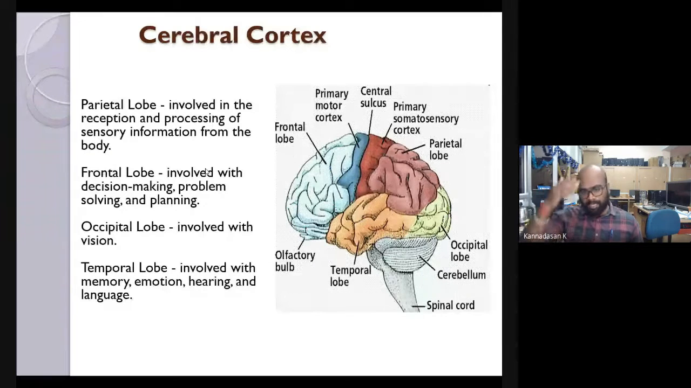The frontal lobe is where decisions are made; it corresponds to decision making, problem solving, and planning. Then comes the occipital lobe, which is involved with vision. What you're seeing is processed in this backside area. The temporal lobe is involved with memory, emotion, hearing, and language. So when you're emotionally doing something, or doing a memory related task, or hearing something, this area will be active. So these are the basic four areas.